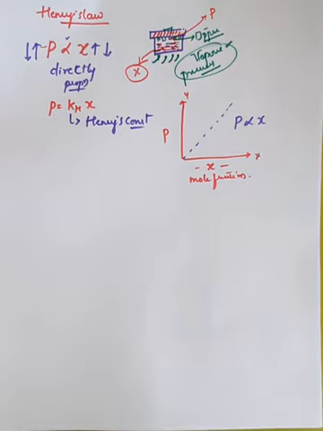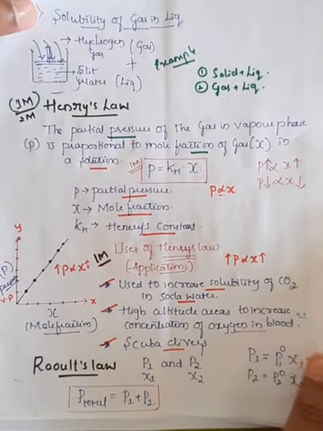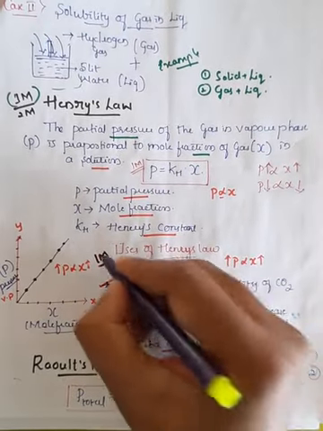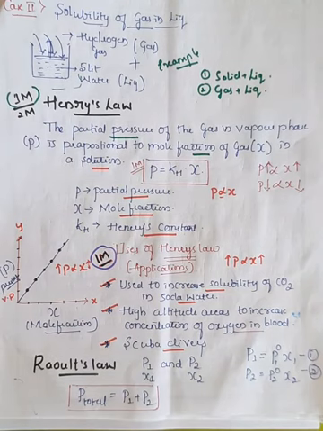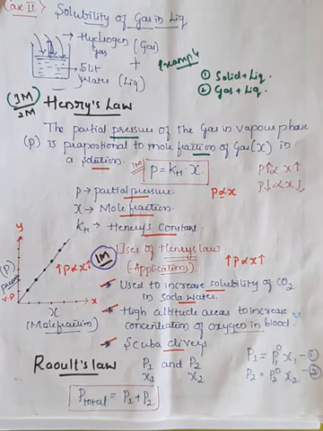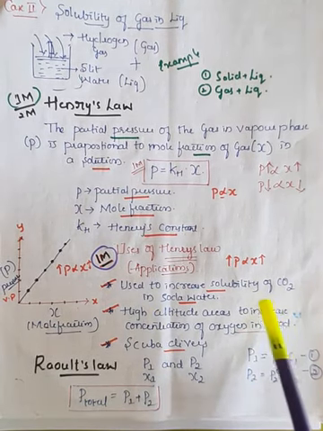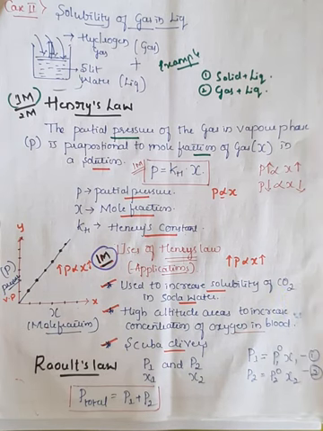So this is all about Henry's law, and there are certain applications of Henry's law. Here you can see some important applications. These applications can be asked for 1 mark in the annual examination. The first important application is that it is used to increase the solubility of carbon dioxide in soda water, which means the soft drinks you drink, which are basically called carbonated water, like Pepsi, 7-Up, Mirinda, Sprite, whatever the soft drinks might be.